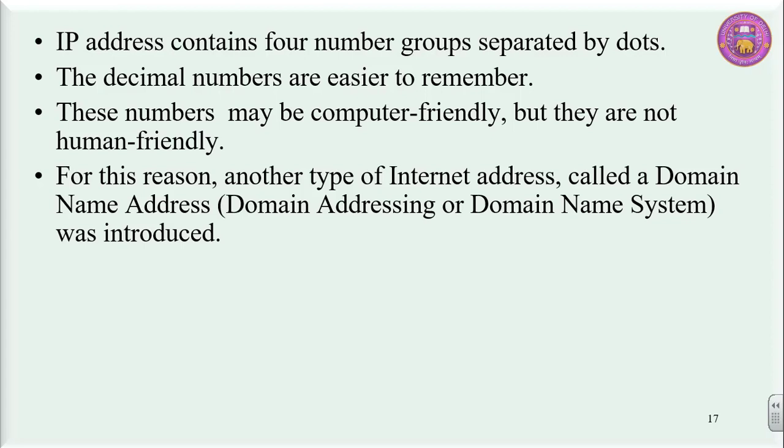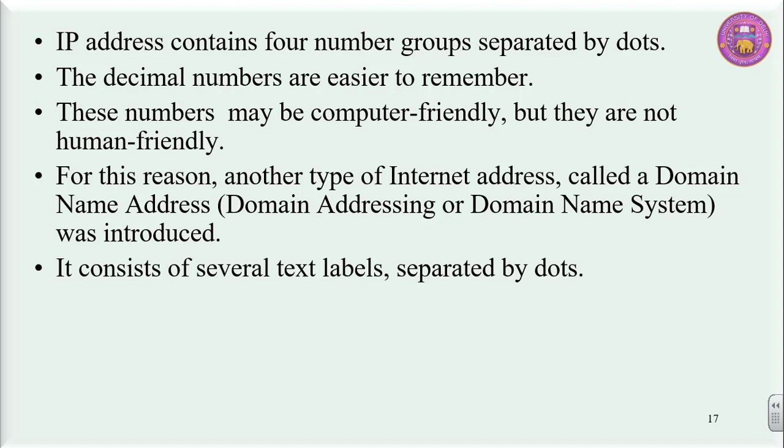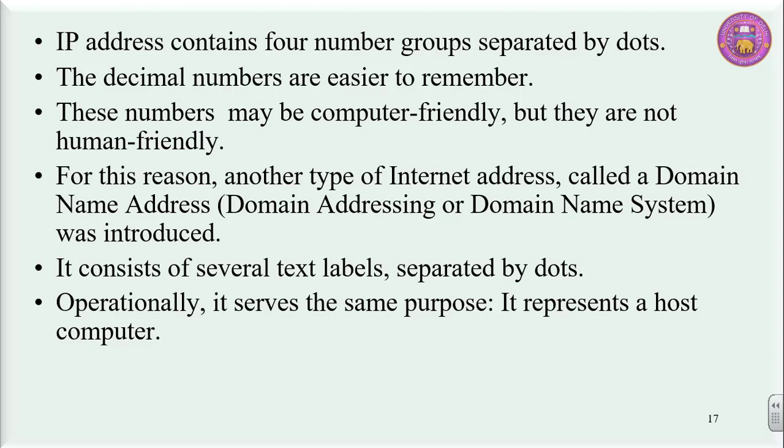For this reason, another type of internet address, called domain name address, domain addressing, or the domain name system, was introduced. It consists of several text labels separated by dots. Operationally, it serves the same purpose as it represents a host computer. Therefore, an IP address is given to each and every computer on the internet. Either we must know the IP address, or we simply need to know the domain name address. It is easier for us to remember a domain name address instead of an IP address.